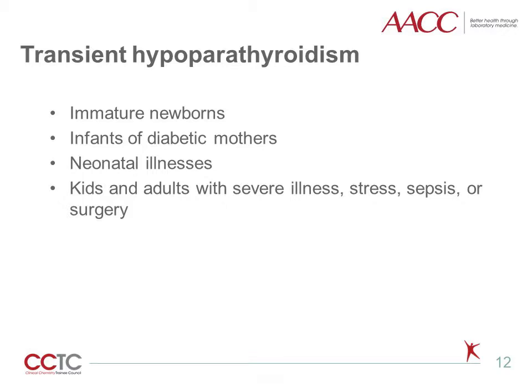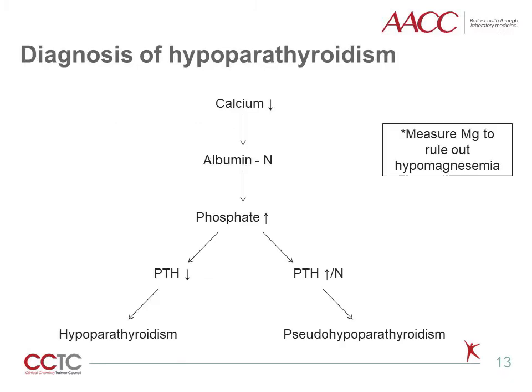Transient hypoparathyroidism can occur in immature newborns, infants of diabetic mothers, during neonatal illnesses, and in kids and adults with severe illness, stress, sepsis, or surgery. The parathyroid functions should recover after the acute illness has passed.